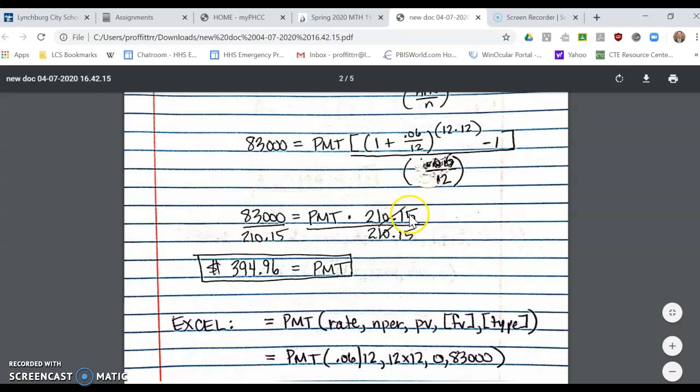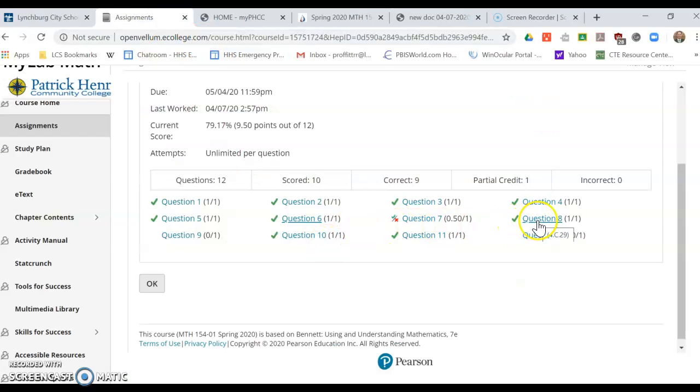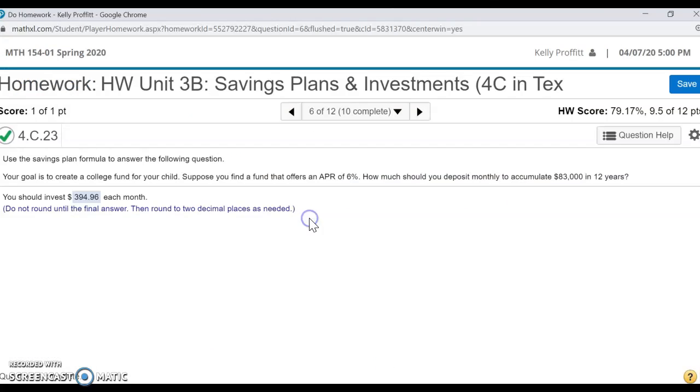210.15. We're trying to calculate the payment, so this is a little algebra problem, so we'll divide both sides by 210.15. And when you take the 83,000 and divide it by the 210.15, you're going to get the payment to be 394.96. Okay, and if you go back, 394.96 for question number 6, that's where the answer came from.